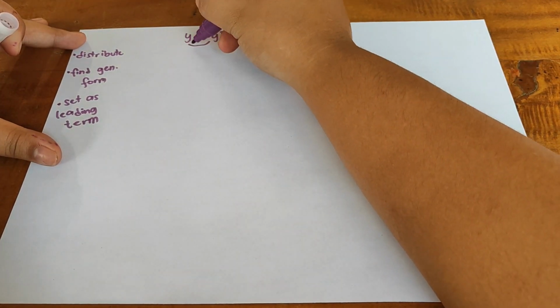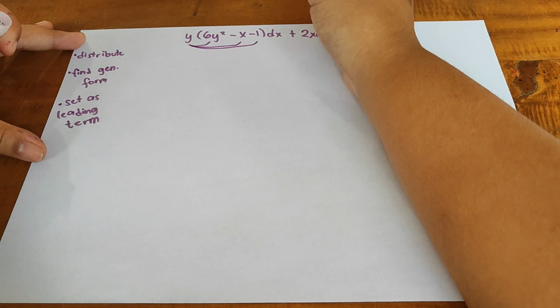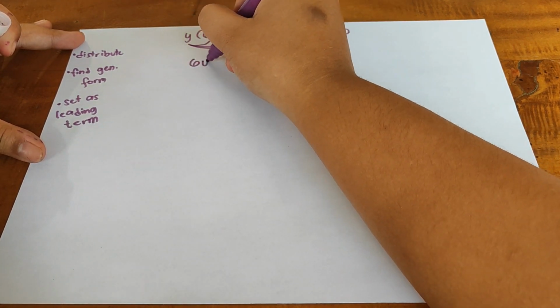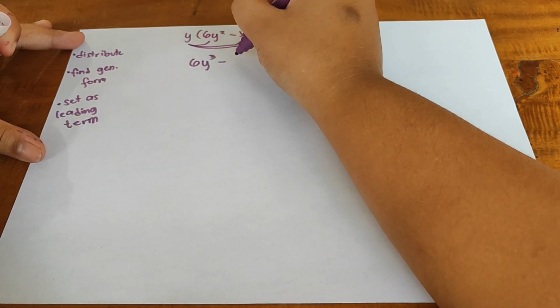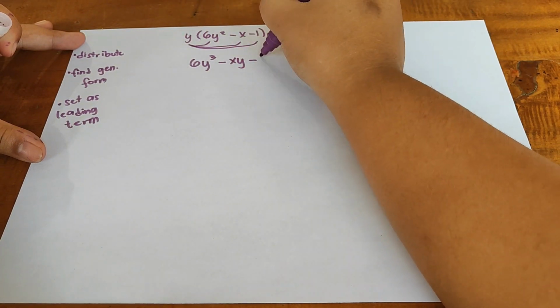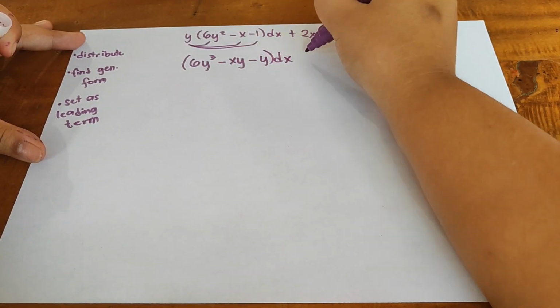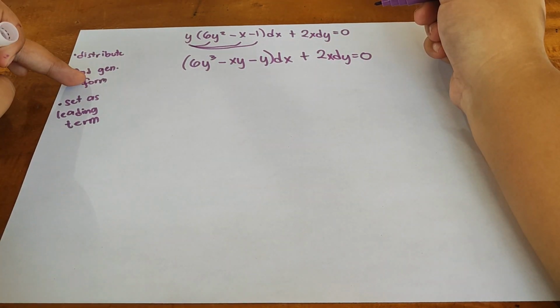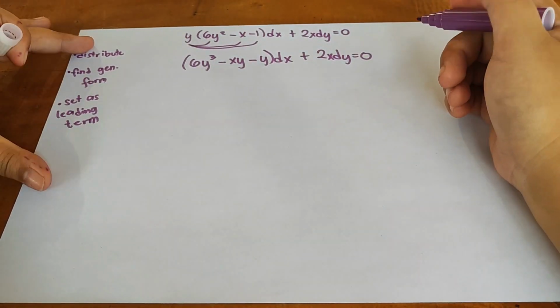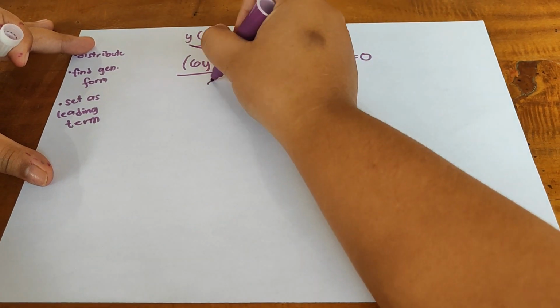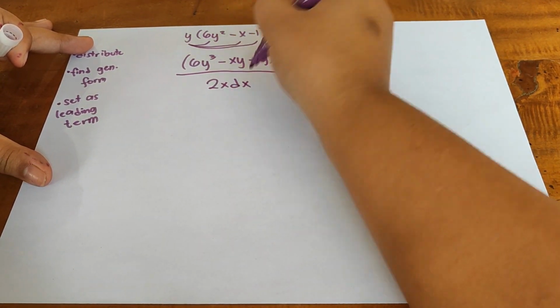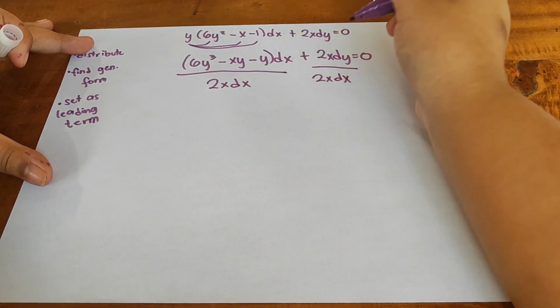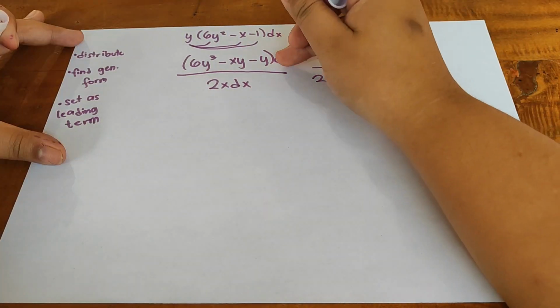So the first step is to distribute the first term. So we copy 6y squared plus y is equal to y cubed minus xy minus y, and then copy dx plus 2x dy is equal to 0. Next, we will find the general form. As you can see, we have no general form. So in order to do that, we will divide the whole equation by 2x dx. I separated the whole equation into two terms because it is easier to understand.